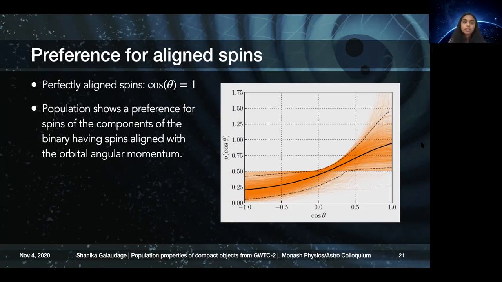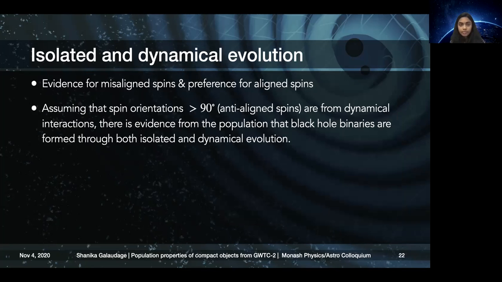So what does this all mean? Well, we have evidence for misaligned spins, and we also have a preference for aligned spins. Assuming that systems oriented more than 90 degrees from the orbital angular momentum mean dynamical interactions, this suggests that there's evidence for both channels in our population, which is quite exciting. So we have evidence for binary black holes being formed through both the isolated and dynamical evolution channels.